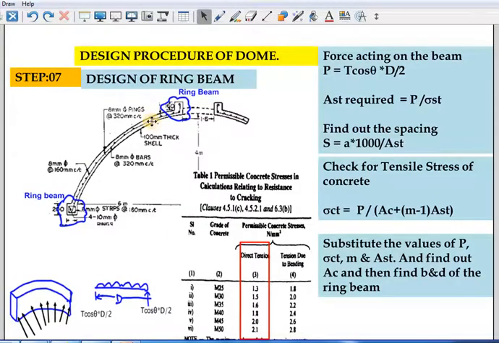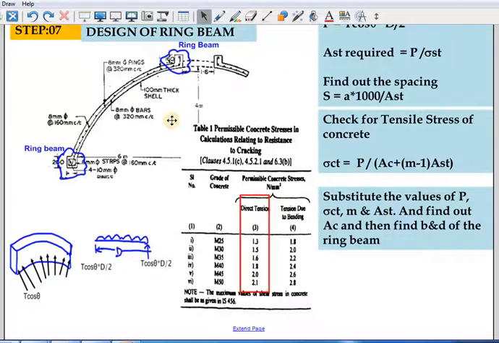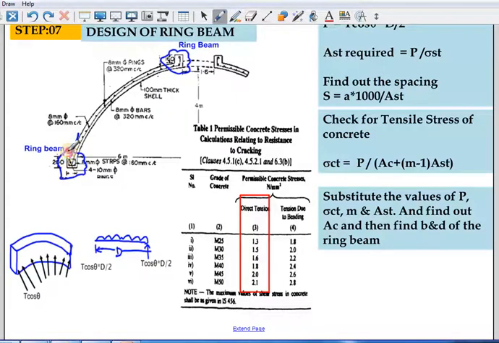And the next one is you will have to do the design of the ring beam. As I told you, this is a dome, and the dome will be resting on a beam, called the ring beam. As a matter of fact, the ring beam will experience force in the horizontal direction, because you have a thrust T here. I'll draw it in red color. It's because the meridional thrust T will be there. This T will have a horizontal component like this. It will be T cos theta.